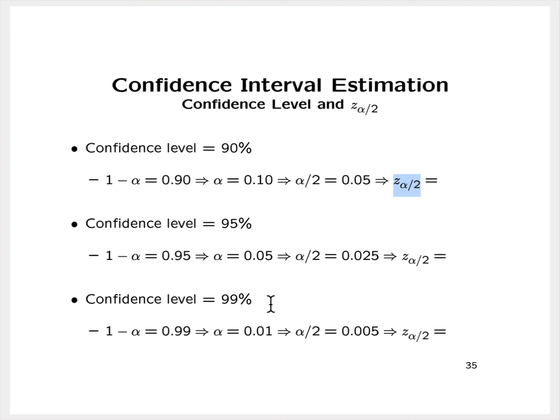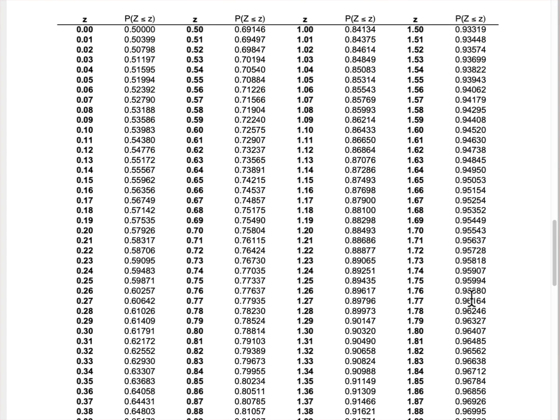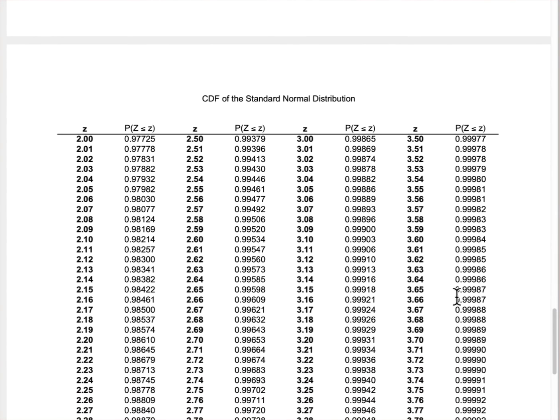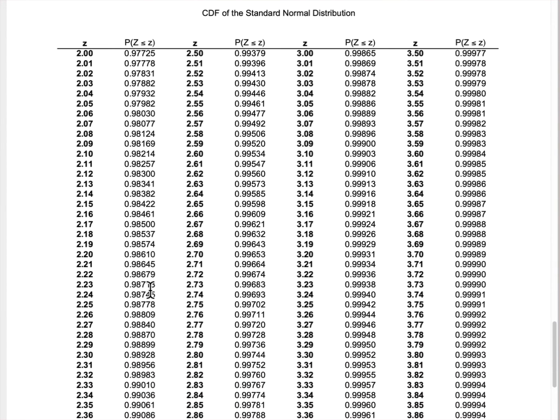Okay, and then finally, for a 99% confidence interval, alpha over 2, the subscript of our interval coefficient, is 0.005. Again, that is a right-tailed area, and so the left-tailed area would be 1 minus that, or 0.995. And so what we need to do is look through the table until we find a value of 0.995 or close to that. And when we look through the table here, we don't find 0.995 exactly.